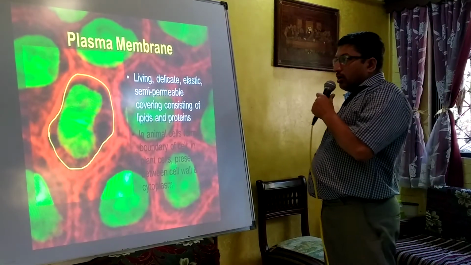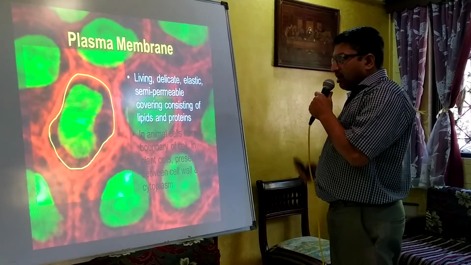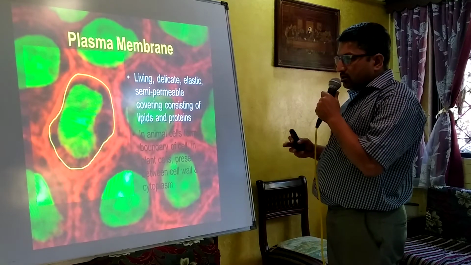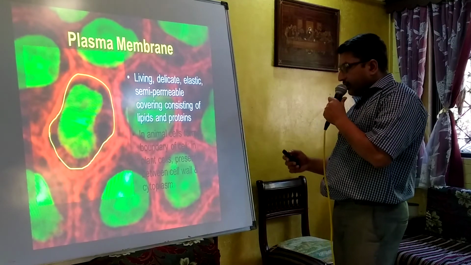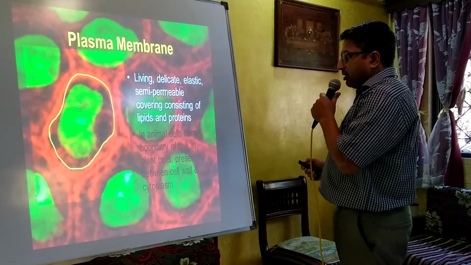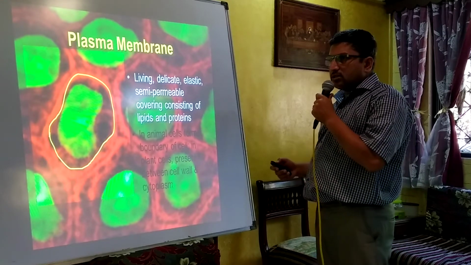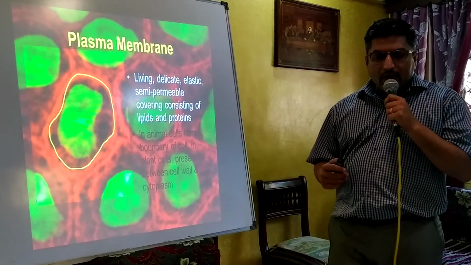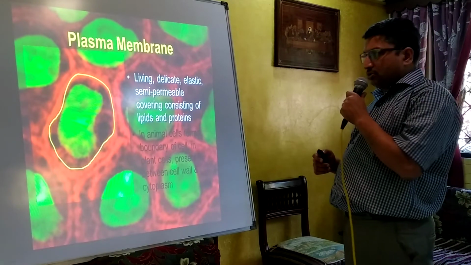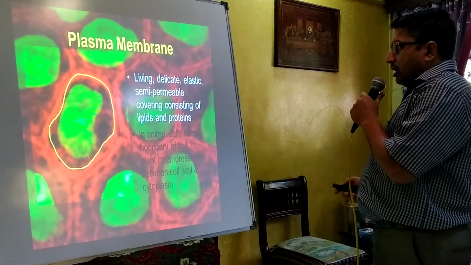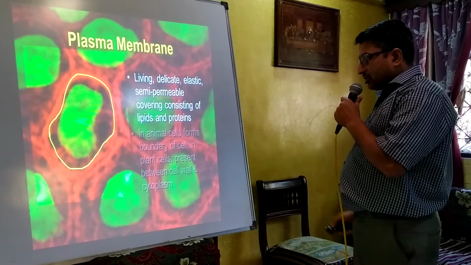We now come to plasma membrane. Plasma membrane lies on the inner side of the cell wall. It is living, delicate, elastic, semi-permeable. Semi means that it does not allow everything to pass through, but only certain molecules are allowed to pass through. It is made up of lipids and proteins known as lipoproteins.